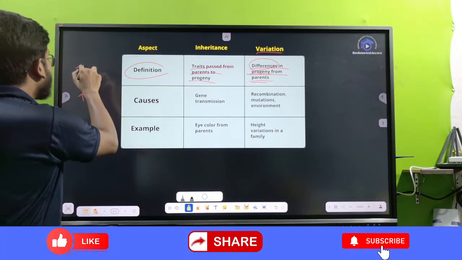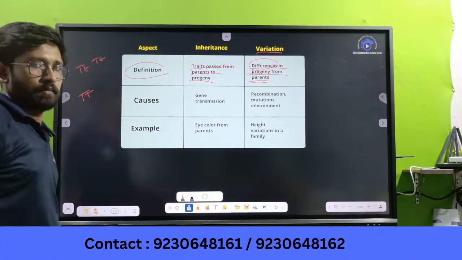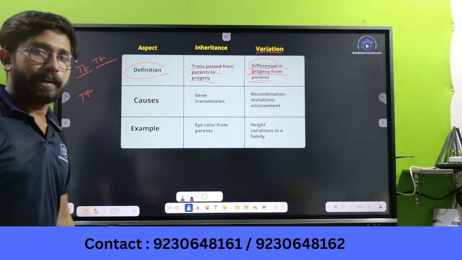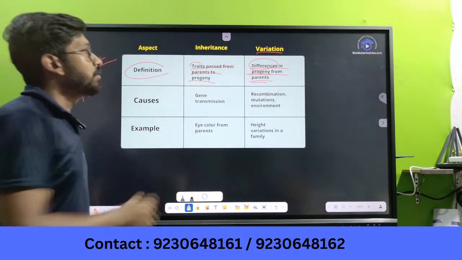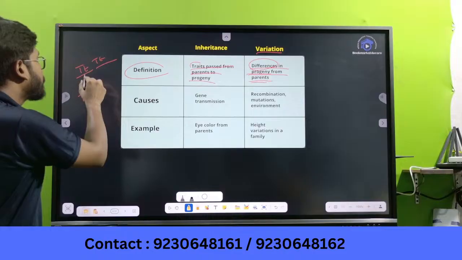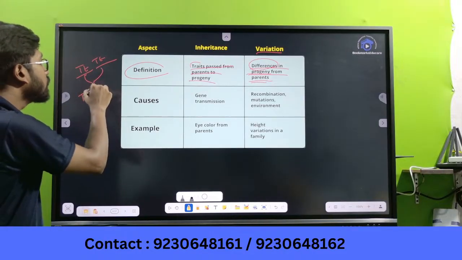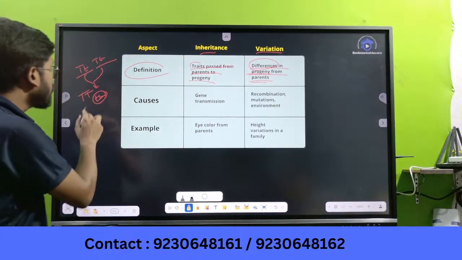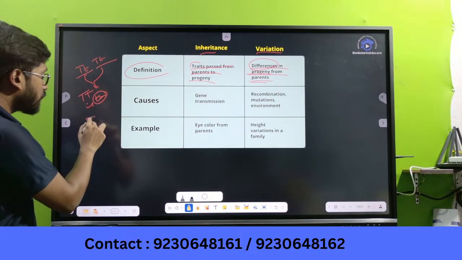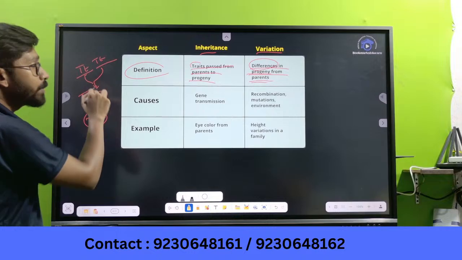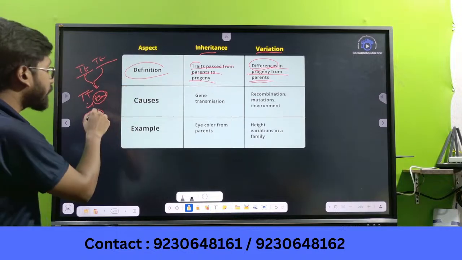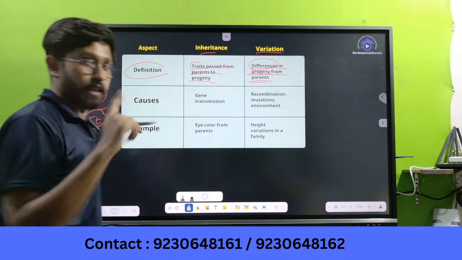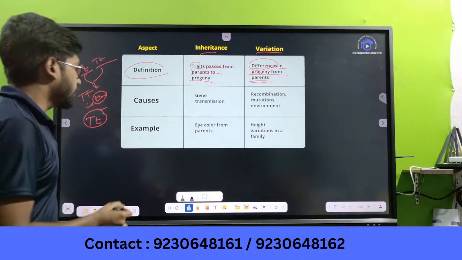Maybe a plant has capital T, small t, capital T, small t. Both are tall characteristics, as in traits passed from the previous generation to the next generation, but I got small t, small t. This is inheritance, but maybe due to some mutation I got this, not because of inheritance but because of mutation, then it is variation. Okay, we will see further.